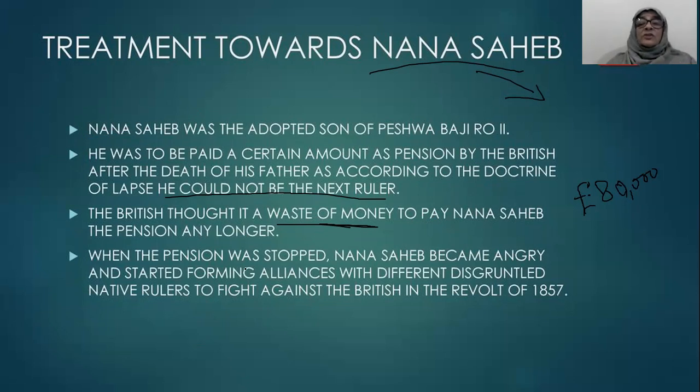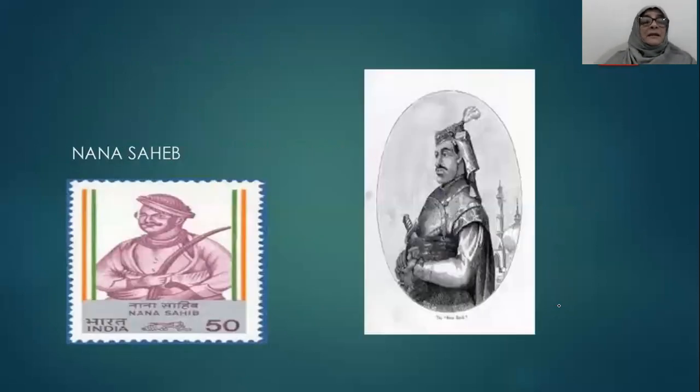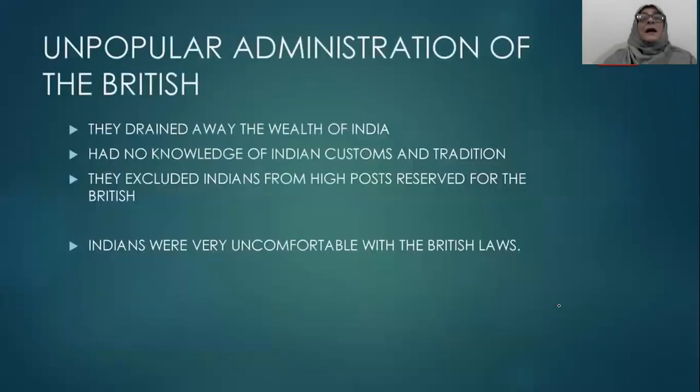When the pension was stopped, Nana Sahib became angry and started forming alliances with the different disgruntled native rulers to fight against the British in the revolt. So the preparation actually started. Step by step, the hatred was building up and they started preparing.